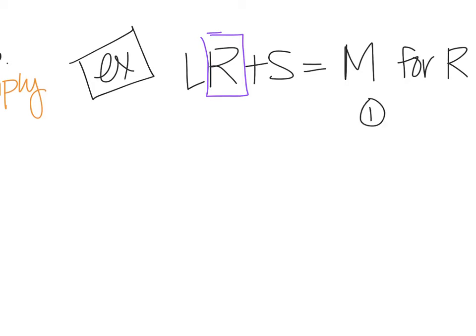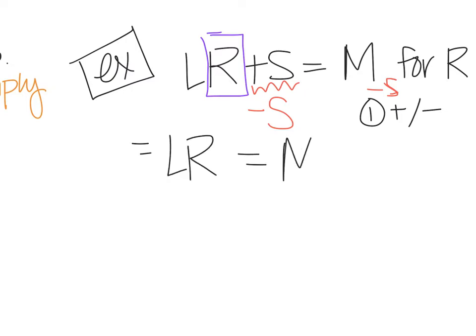So step one, we are either going to add or subtract from both sides. So I'm going to look for an addition or subtraction sign. We're going to do the opposite to move it to the other side. So the only one that I see is this plus S. So I'm going to subtract S from both sides. Okay, so I end up with LR equals M minus S.